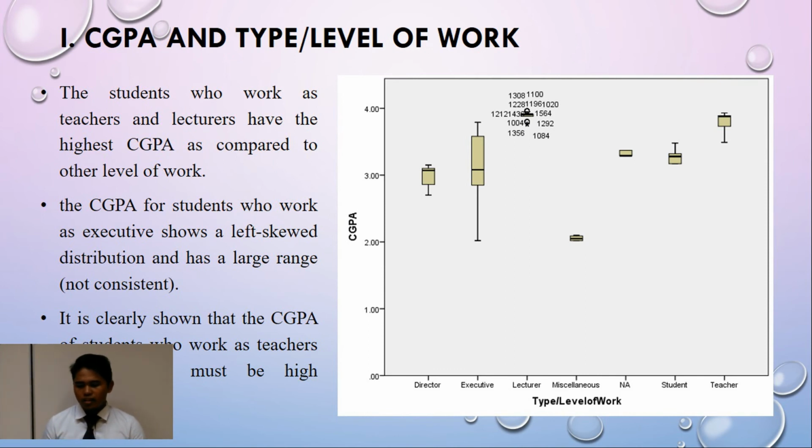CGPA and type or level of work. The students who work as teacher and lecturer have the highest CGPA as compared to the other levels of work. The CGPA for students who work as executive shows a left skewed distribution and has the largest range, which is not consistent. It at least shows that the CGPA of students who work as teacher and lecturer must be high enough.